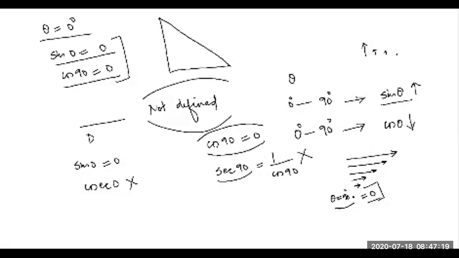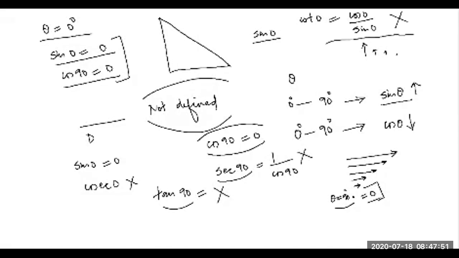Similarly, students, if you say tan 90, it will be sin 90 by cos 90, not defined, right? There is one more trigonometric ratio where sine 0 would be in the denominator. Let's talk about cot 0. So cot 0 is cos 0 by sine 0. Sine 0 is 0. This is also not defined.